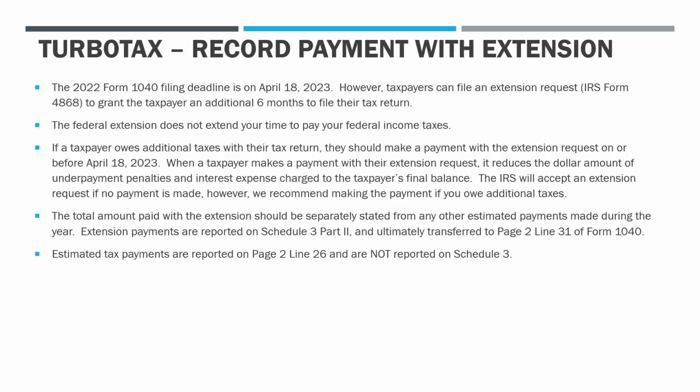Now, the extension request amount needs to be separately stated on the return in a very particular spot. Right, so in previous years, extension requests, payments, estimated payments made throughout the year, they were all just reported on one line item. But now that we have Schedule 3, the payment made with the extension is reported on Schedule 3 in Part 2, and then ultimately we're going to see this wind up on page 2 of the 1040, line 31. And that's different from estimated tax payments, so those 1040 ES payments. Those are separately reported on page 2 on line 26. And so we'll certainly look at the form after we go ahead and update it.